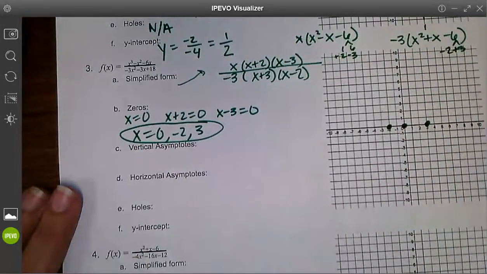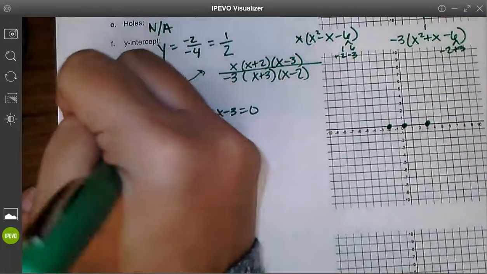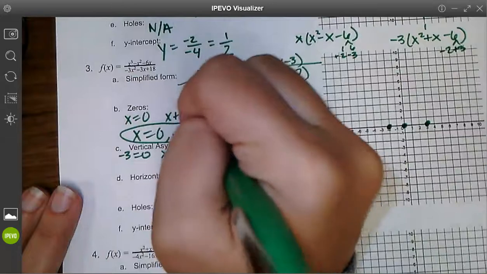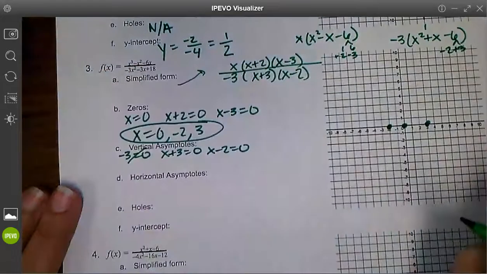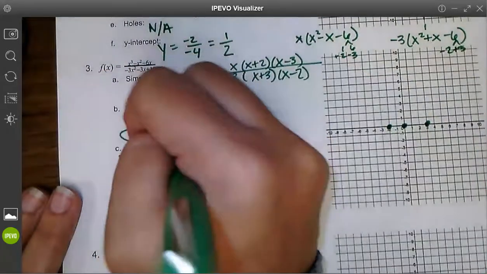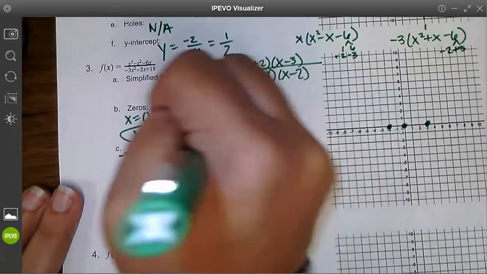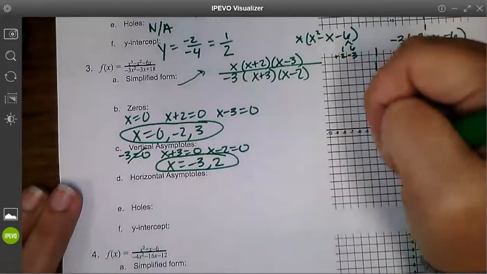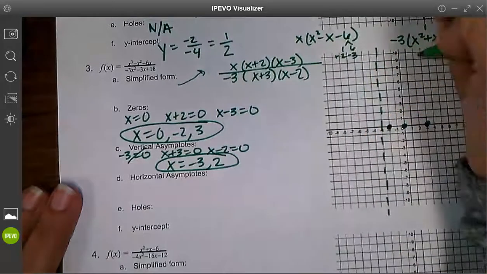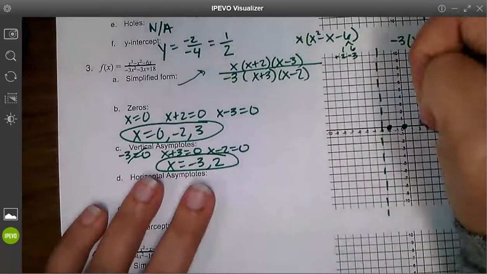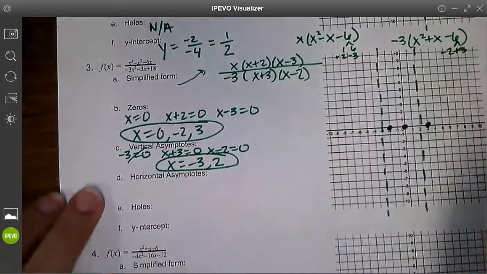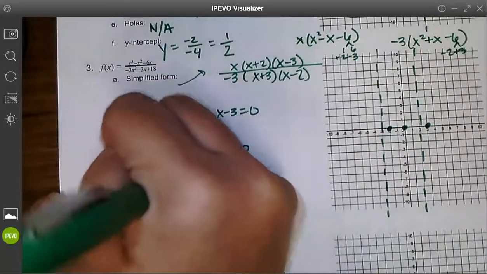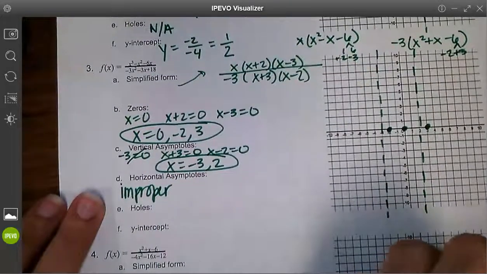My vertical asymptotes are where my denominator equals 0. So I have negative 3 equals 0, x plus 3 equals 0, and x minus 2 equals 0. Negative 3 is never 0, so there's nothing I can do there. I get x equals negative 3 and 2 for my vertical asymptotes. My horizontal asymptotes, this one is improper because the degree of my numerator is x cubed and the degree of my denominator is x squared.